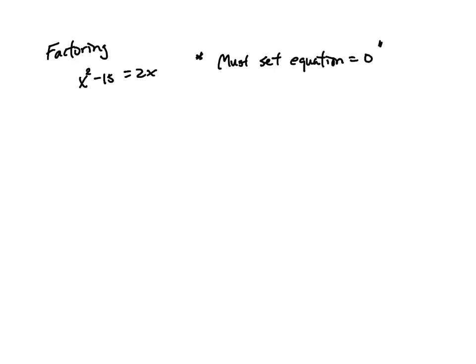Okay, so the first problem we're going to do involves factoring. Okay, and that's going to be x squared minus 15 equal to x. Again, when it comes to factoring, must set equal 0. Okay, equation has to be equal to 0. If it doesn't set equal to 0, it doesn't work. So we're going to move minus x on both sides.